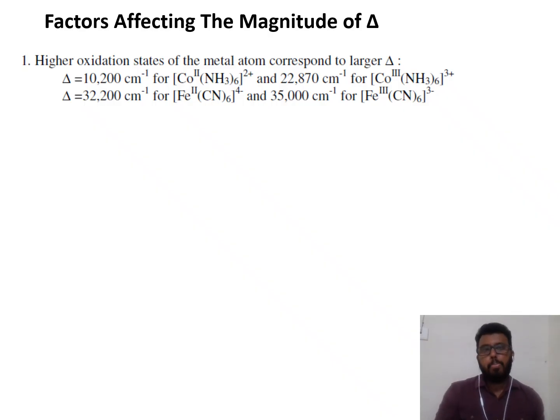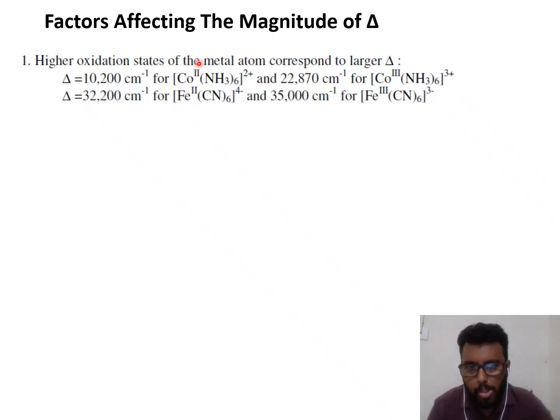Okay, this is also an important one. What are the factors affecting the magnitude of delta, that is, the crystal field splitting energy? You have to remember that a higher oxidation state of the metal atom corresponds to larger delta. What does it mean? A complex may have 2 and 3 oxidation states of the same metal ion. Look at this example, cobalt. Here also cobalt, the ligand is the same, a hexaamine complex with amine ligand, and the coordination number is 6. So it will be octahedral. These are all things we learned now.